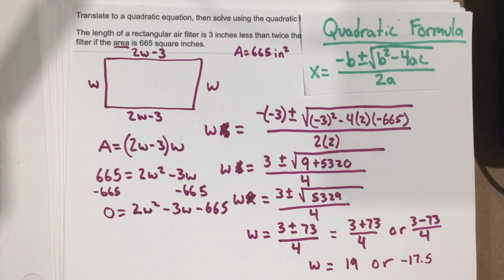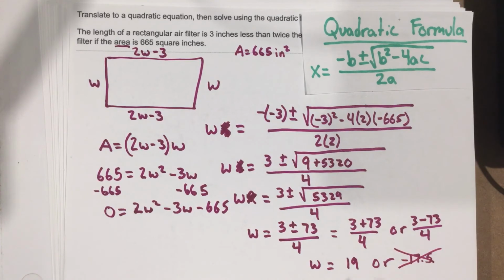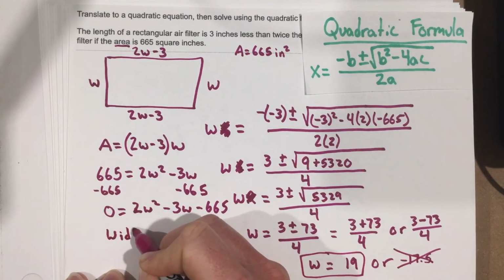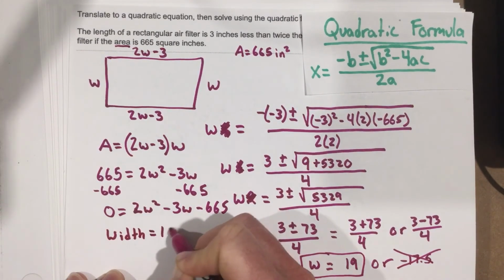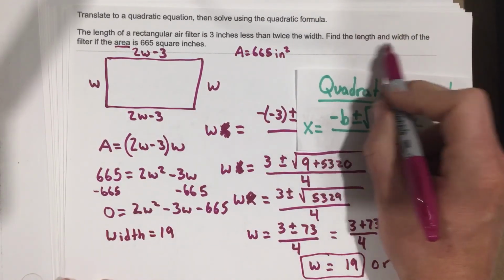Okay, this is the width though, so which one of these could even work? Well, negative 17.5 can't be the width, so 19 is the width. So this is one of our answers, right? The width, and I'll write that down here, width equals 19. What's the length? Because I believe that's what they ask us, right? Find the length and width.